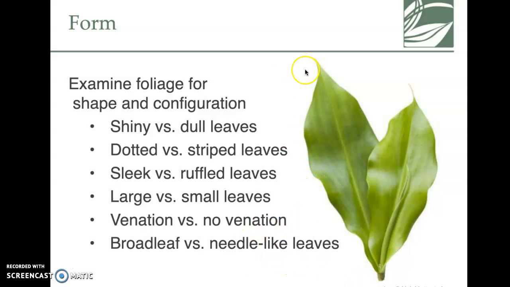So it says examine foliage for shape and configuration. You could look at shiny versus dull leaves, dotted versus striped, sleek versus ruffled, large versus small, venation or no venation. Venation's not that complicated. There's little lines in the leaves. They call them veins. If you think of a corn leaf that has a lot of venation, you can see the stripes in it basically. You have broadleaf versus needle-like leaves. So basically, is the leaf going to be wide or skinny? Lots of things to think about as you're selecting foliage.